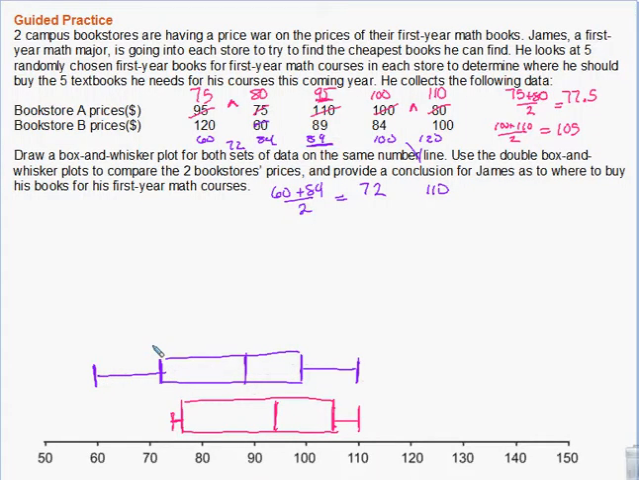So where should James buy his books for his math courses? Yeah, bookstore B, because it's going to be overall cheaper. Not a lot cheaper. I mean, some of the books are probably going to be a lot cheaper, but most of the books are going to be about the same price. But those books that are cheaper are going to save him money. Ta-da!